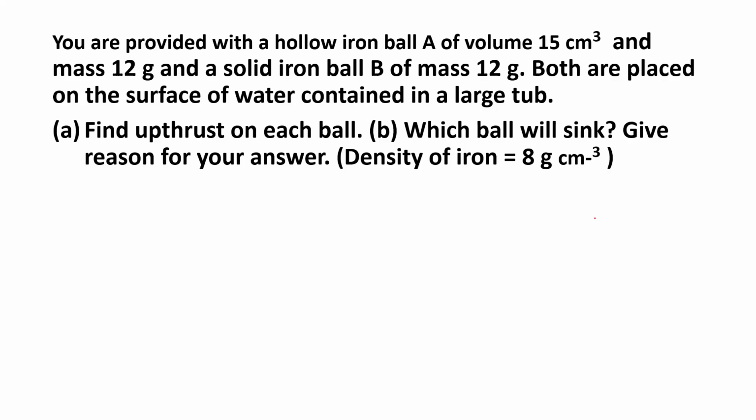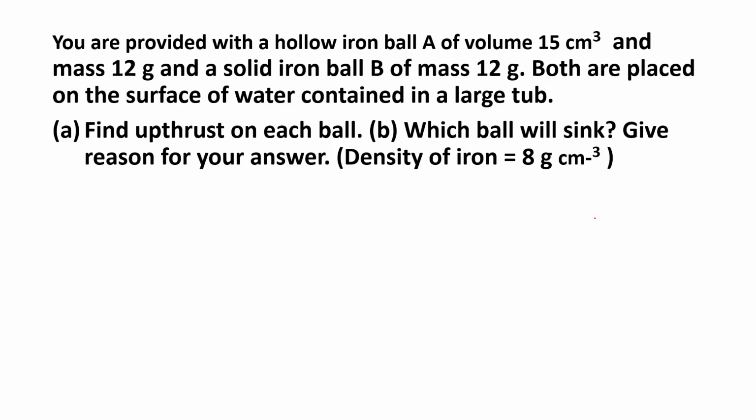So there are two balls. Both are made of iron, but ball A is hollow. It means its surface is made of iron, but inside the surface there is nothing, or air is inside the surface. So it is hollow. So its volume is 15 centimeter cube and its mass is also 12 gram.